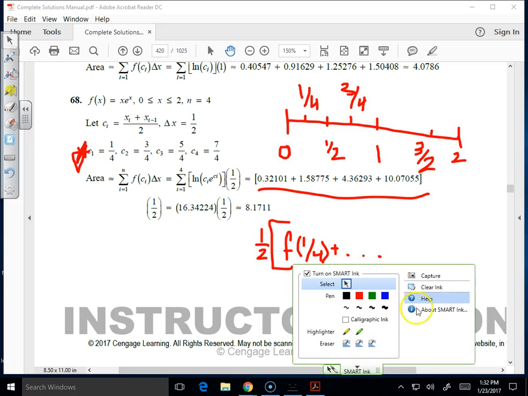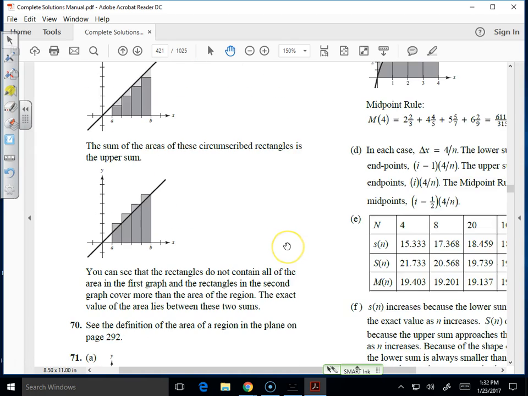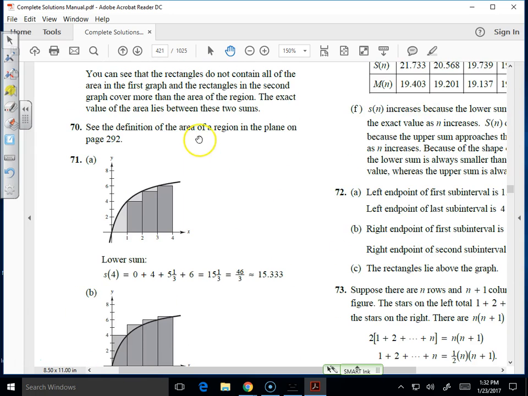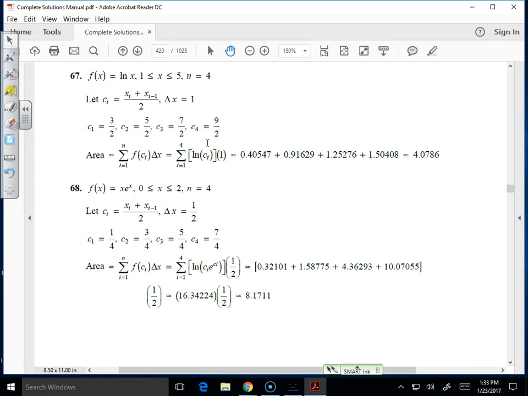The clear ink is down here. I can find it. Thank you, Kyle. Final answer 8.171. Any more evens? 70? Are you sure? We totally didn't do that in period 1. Not helpful. Wasting time. Anything else? Okay. Any questions on odds, real quick? All right, we're out of here.